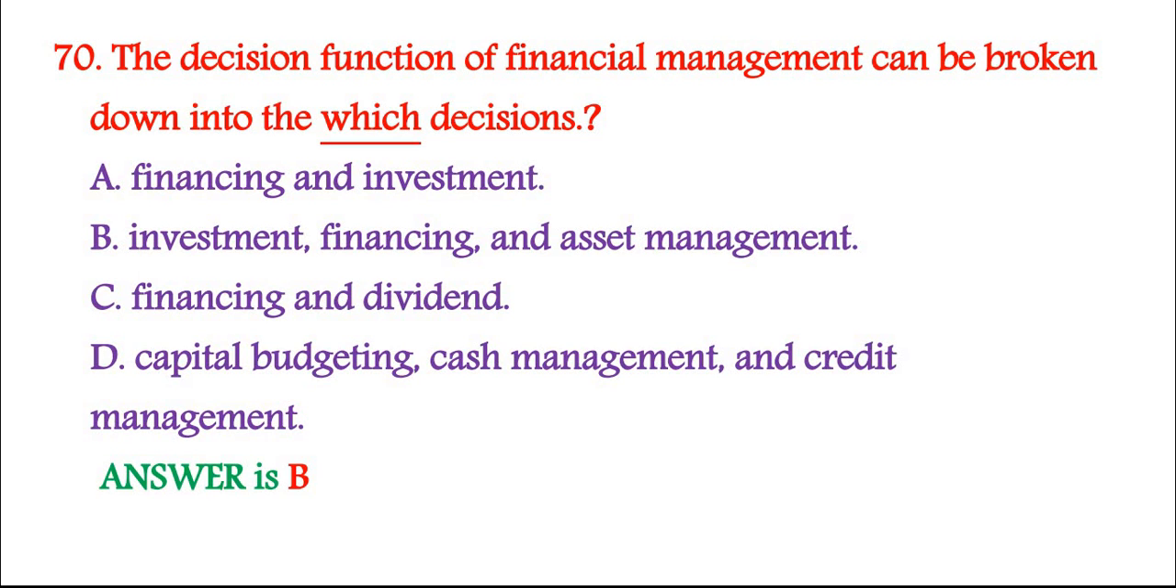70. The decision function of financial management can be broken down into the which decisions? A. Financing and investment, B. Investment, financing, and asset management, C. Financing and dividend, D. Capital budgeting, cash management, and credit management. Answer is B.